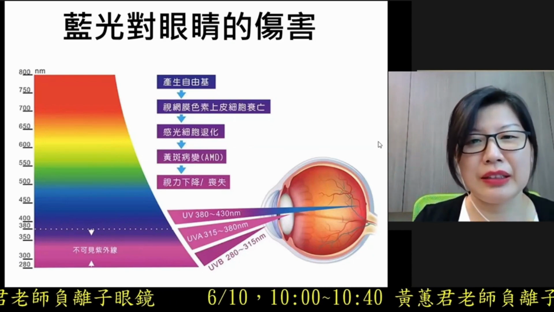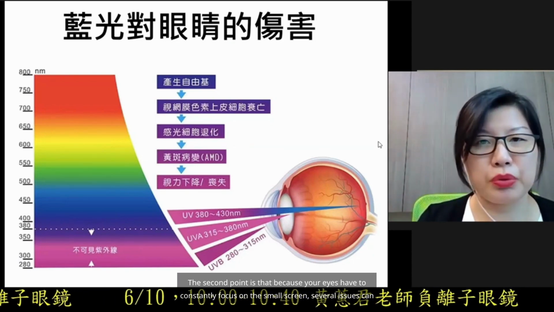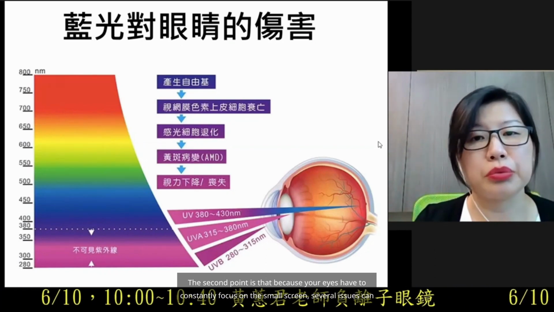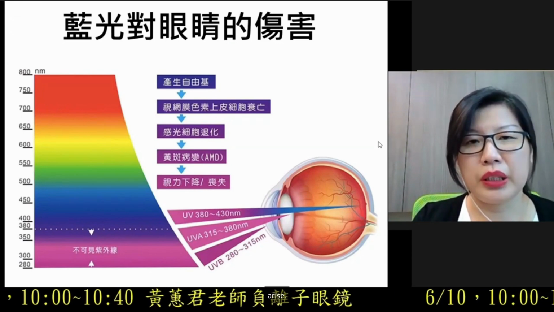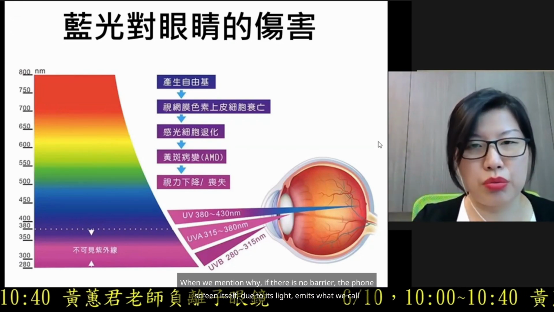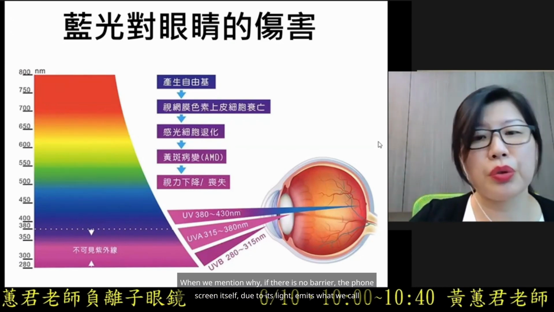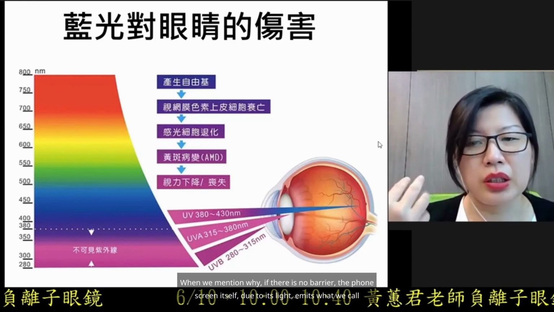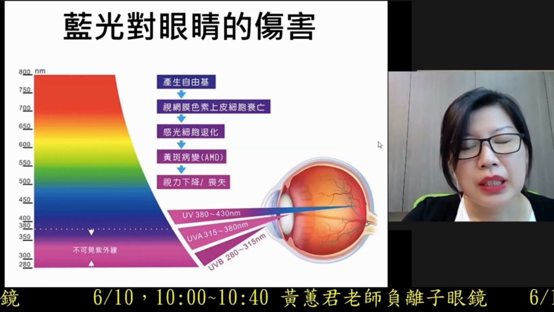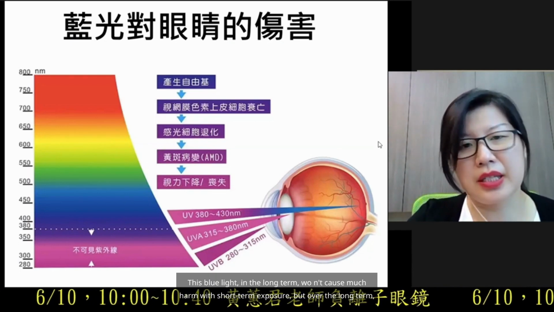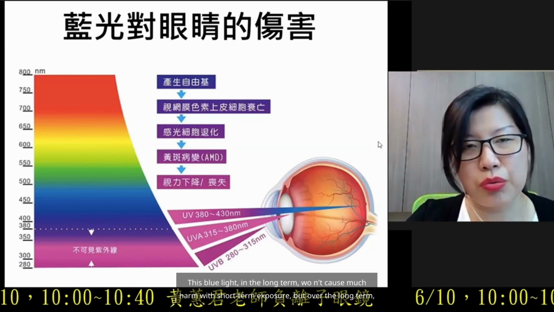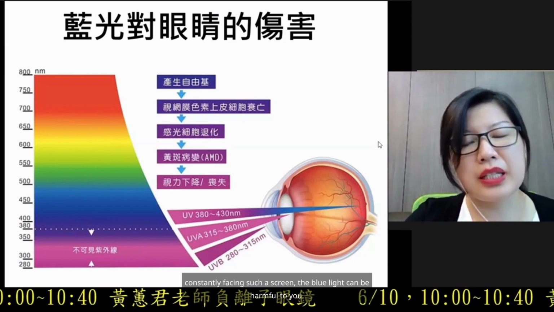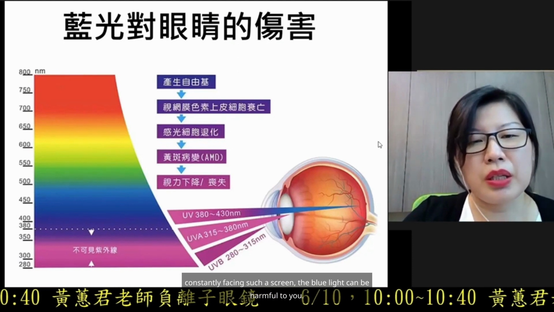of harm for now. The second point is that because your eyes have to constantly focus on the small screen, several issues can arise. When we mention why, if there is no barrier, the phone screen itself, due to its light, emits what we call blue light. This blue light won't cause much harm with short-term exposure, but over the long term, constantly facing such a screen, the blue light can be harmful to you.